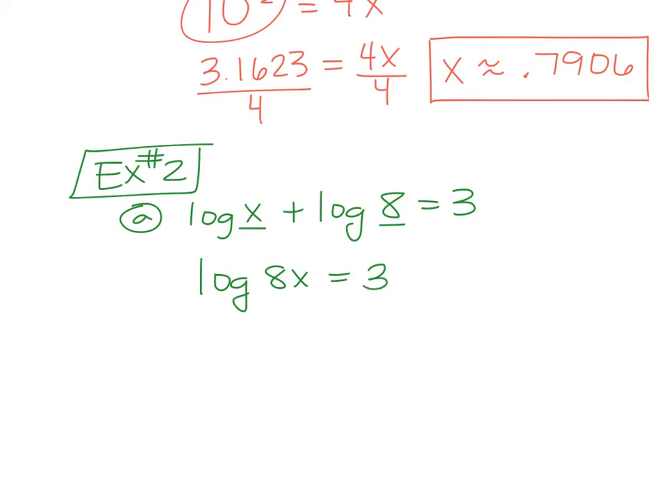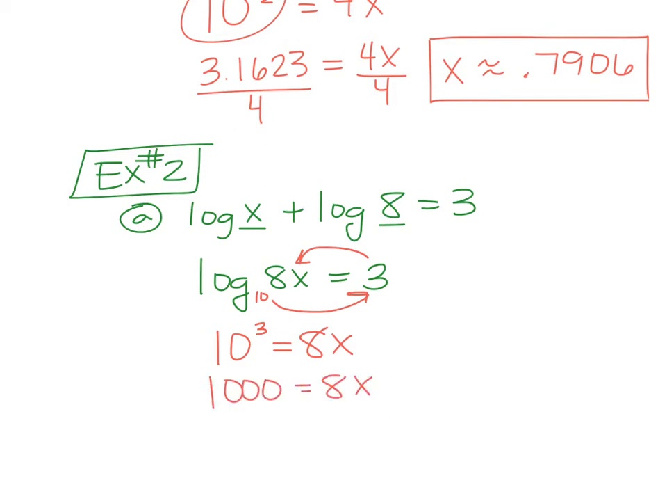Now you're at the same point you were at for the last problems. What do we do? Exponential form. 10, right? This is our base 10. 10 to the 3rd power equals 8x, okay? So you plug that in. 1,000 equals 8x, divide by 8. You get what? 125. Okay.